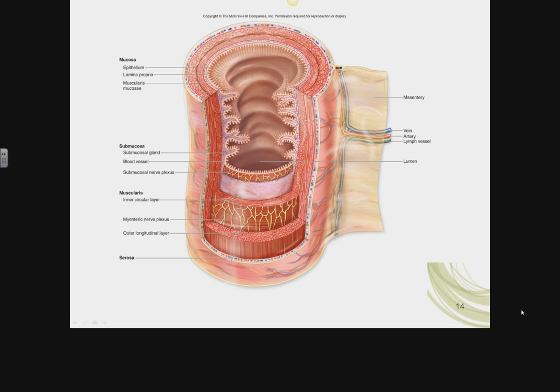Again, in this picture, you see an inner circular layer and an outer longitudinal layer. In between them, you see Auerbach's nerve plexus, or the myenteric plexus. And then finally, in this picture, we're seeing the serosa.